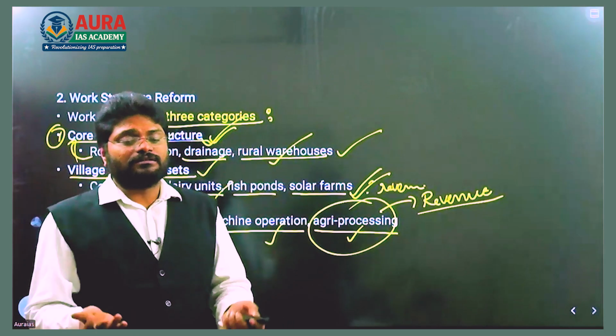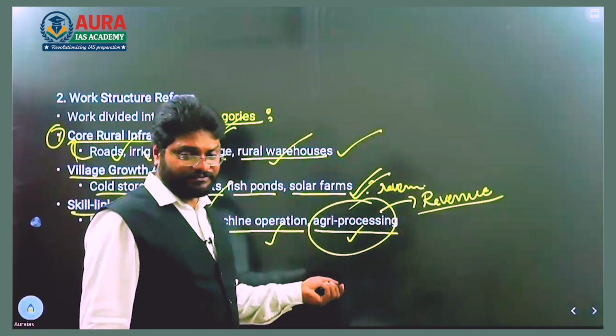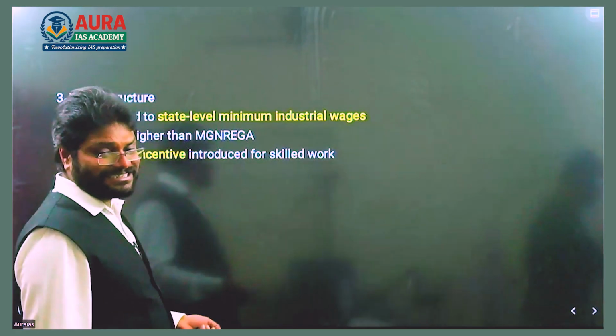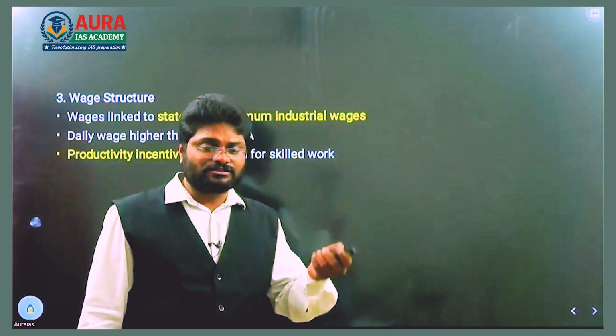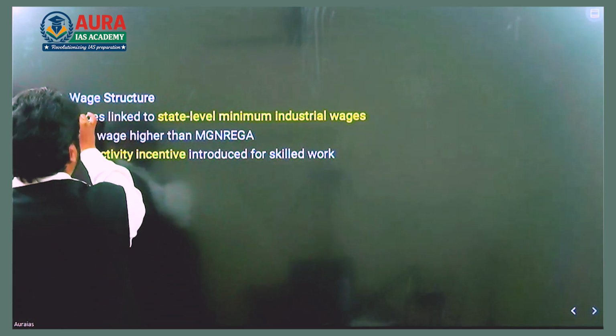employment in which whether an asset is created or not created. So that is the major difference. So we can appreciate the efforts of the central government. They realized money is going to waste if there are no assets and money flow in rural areas. So the second one is wage structure.